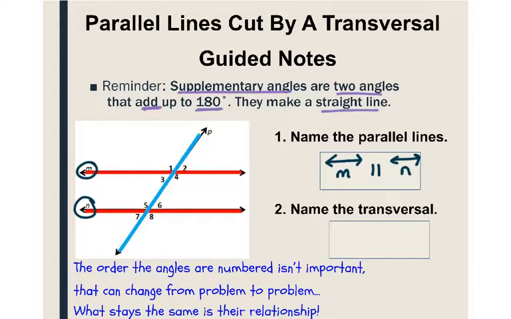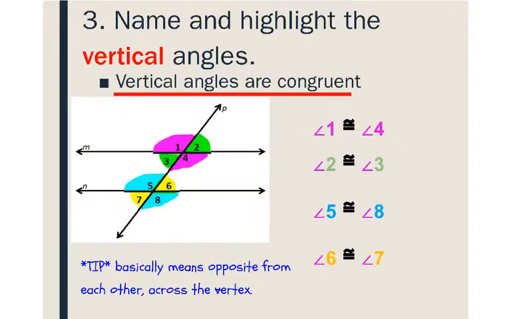And then name the transversal. Well, the transversal is the line that intersects two or more parallel lines. So line P is the transversal. That's it. So let's look at some relationships that are formed.